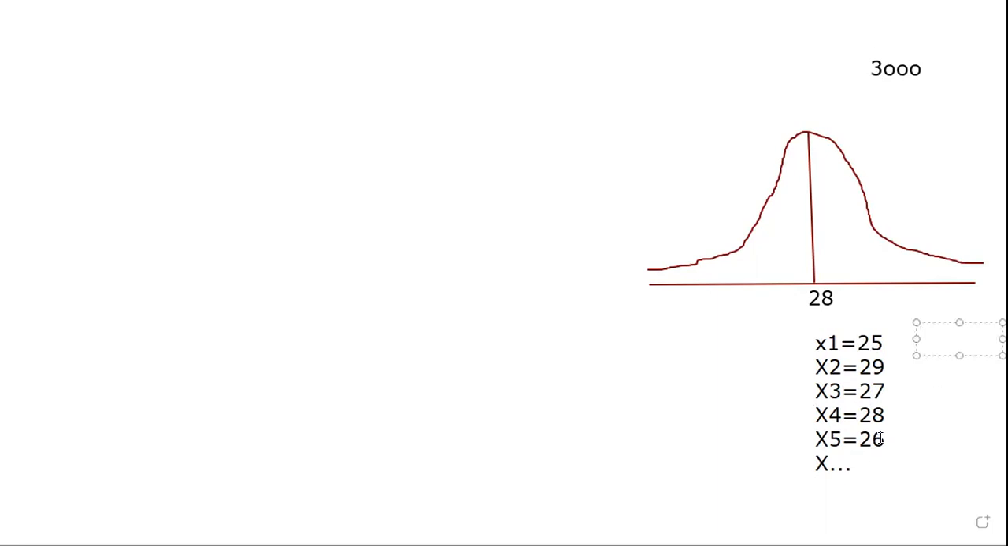This is the summation of all. For example, 25 plus 29, and so on. It means we have these sample means divided by, for example, 6 samples. So we divide by 6, and whatever the result is, it may be close or equal to 28.